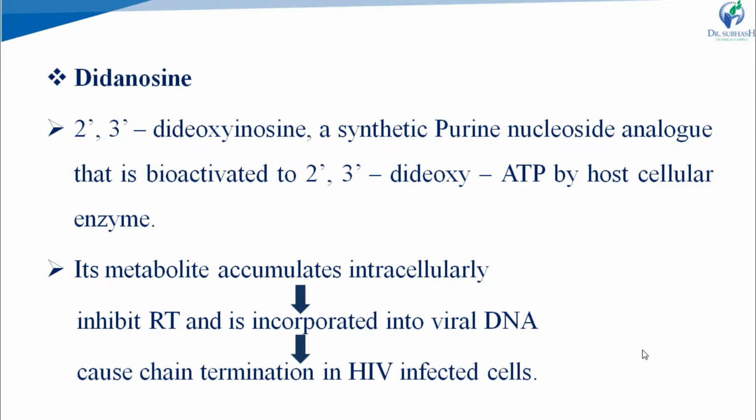Then it is bioactivated to the 2,3-dideoxy triphosphorylated product by the host cellular enzyme. Its metabolite accumulates intracellularly. Didanosine gets metabolized in the cell, and then its metabolite accumulates intracellularly, where it inhibits the reverse transcriptase enzyme and is incorporated into the viral DNA. That's why it causes chain termination of the viral DNA and ultimately inhibits the HIV infected cells.